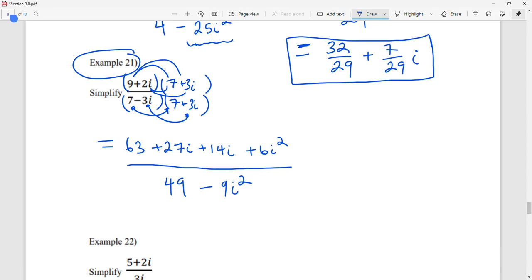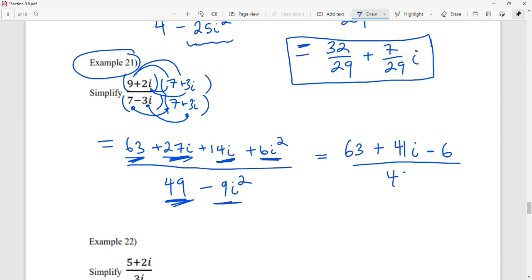And so let's simplify the top here. We have 63 plus 27i plus 14i, all together that is equivalent to 41i. 6i squared is actually negative 6. In the denominator we have 49. And negative 9i squared is plus 9. So this is 49 plus 9.